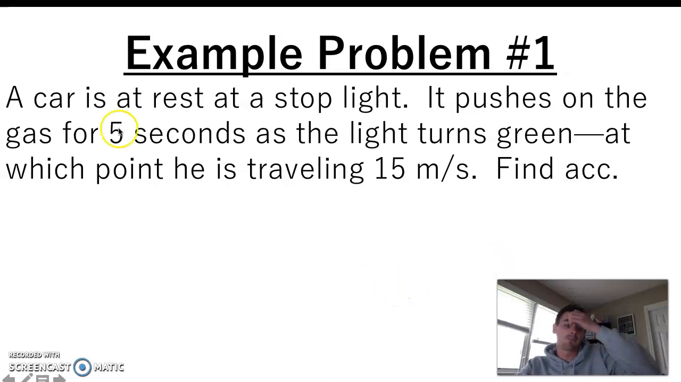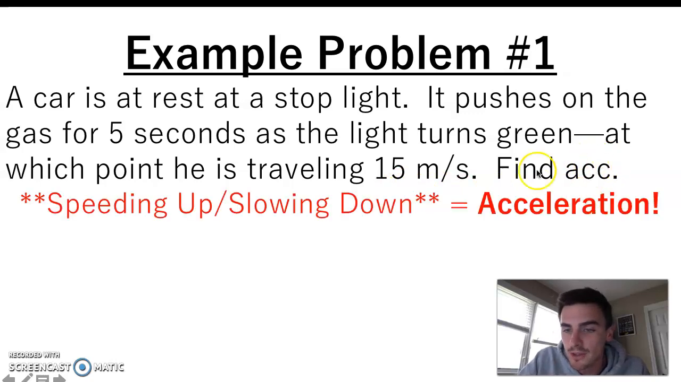Doing an example here. A car is at rest at a stoplight. That means in the beginning it's sitting still, its velocity is 0. It pushes on the gas for 5 seconds as the light turns green. At the end of that, after 5 seconds, the car is traveling 15 meters per second. Find the acceleration. So, we're looking for the acceleration.